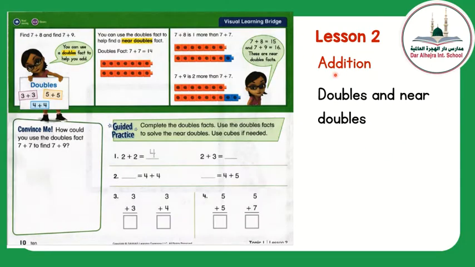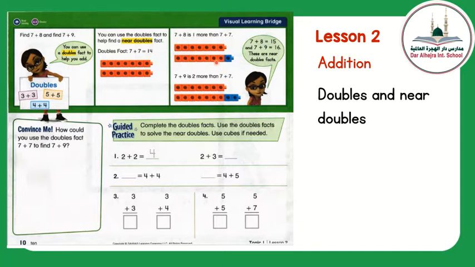Coming to the next lesson, we studied doubles and near doubles. We use the doubles fact to solve a near doubles fact. We already know that 3 plus 3 equals 6, 4 plus 4 equals 8, 5 plus 5 equals 10, 6 plus 6 equals 12, 7 plus 7 equals 14, 8 plus 8 equals 16, 9 plus 9 equals 18, and 10 plus 10 equals 20. So, using the same information of the doubles facts, we solved in lesson number 2 some near doubles facts.